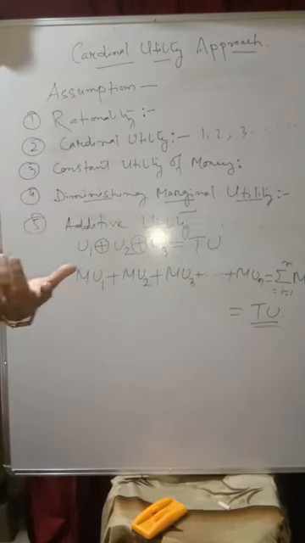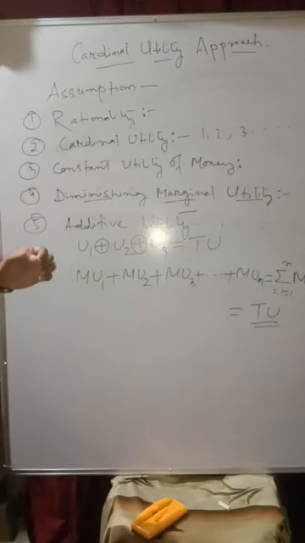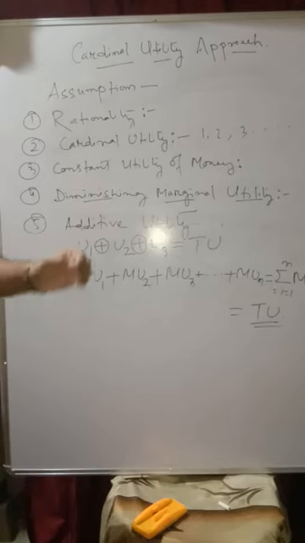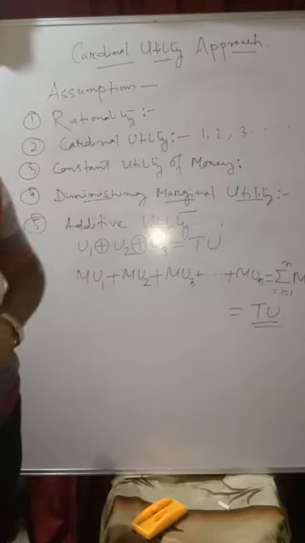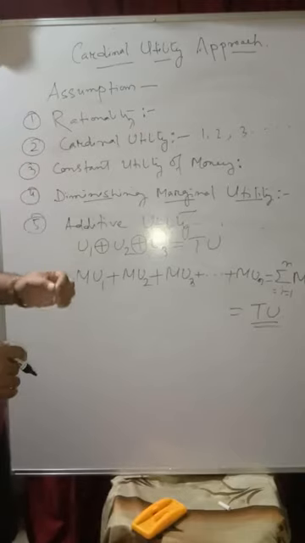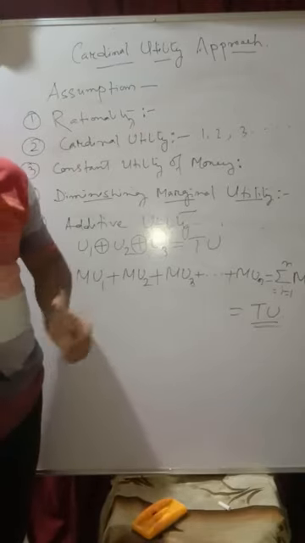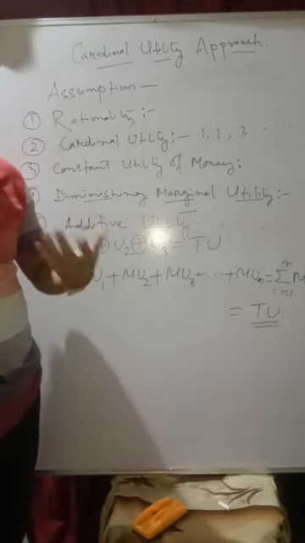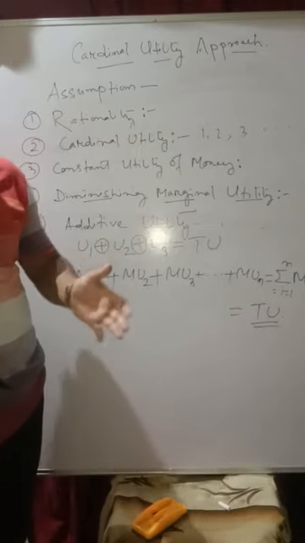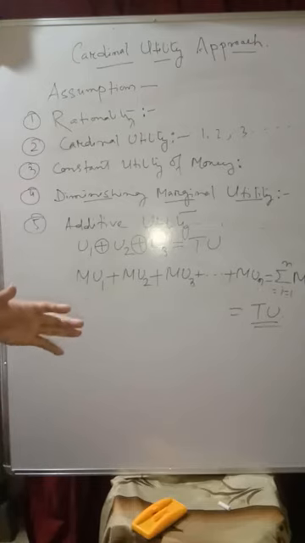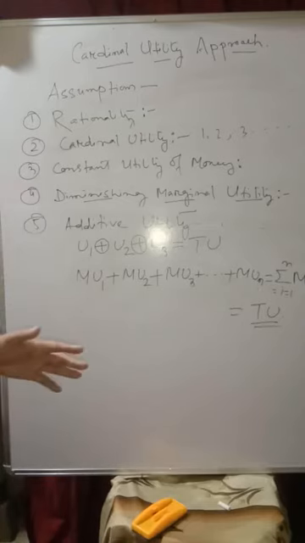Based on this cardinal utility approach, another law has been developed by cardinal utility followers, called the law of diminishing marginal utility. In our next class, friends, we shall discuss what the law of diminishing marginal utility is, what its different assumptions are, both in tabular form and in graphical form. We shall explain the law of diminishing marginal utility with all its limitations.